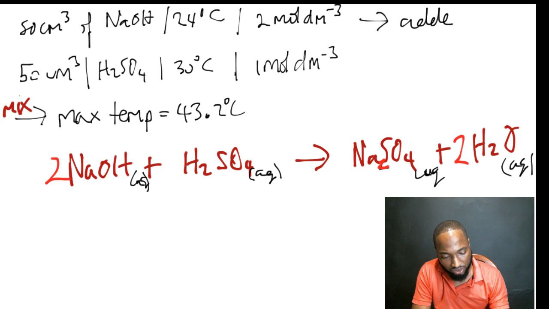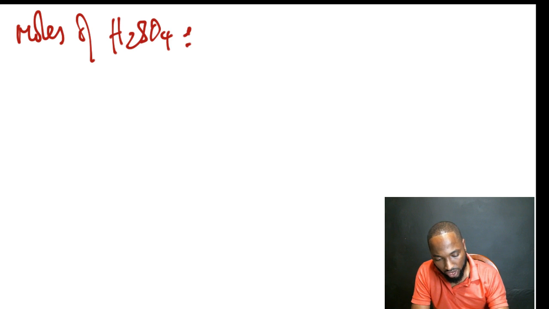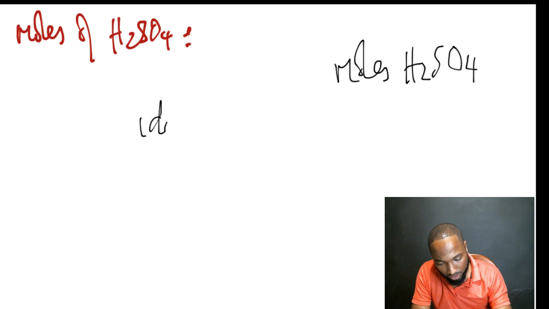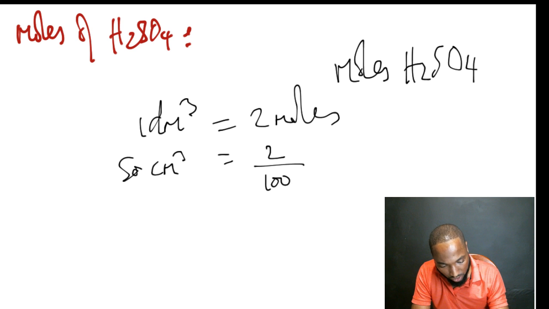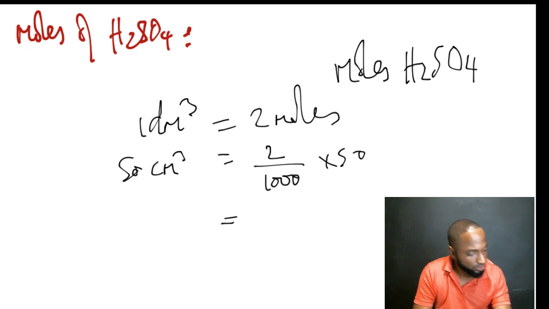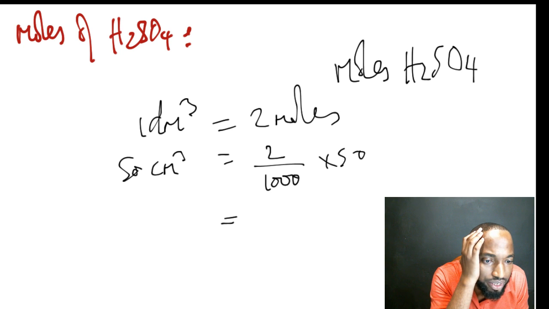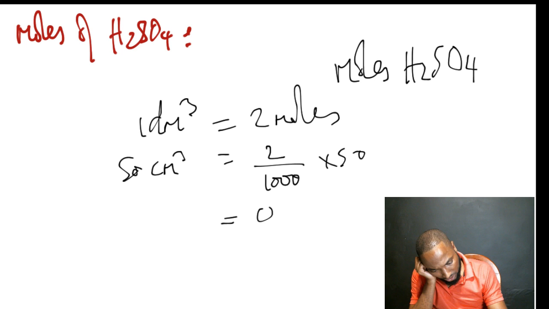They didn't give the equation, so you figure out the equation. So you have a 2-to-1 ratio. Keep that in mind. Work out how many moles of H2SO4 we had. Moles of H2SO4: 2 moles per dm³ and we have 50 cm³. 1 dm³ has 2 moles, so 50 cm³ will have 2 divided by 1000 multiplied by 50, equal to 0.1. Need to check the balance of the hydrogens and NaOH. So we're looking here saying it is 0.1.